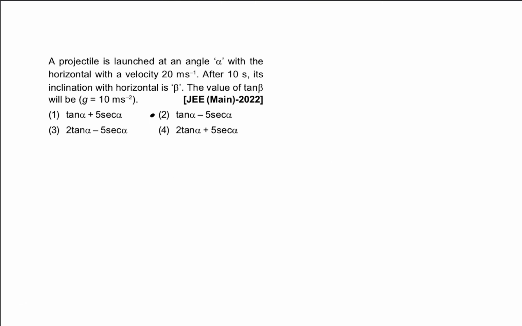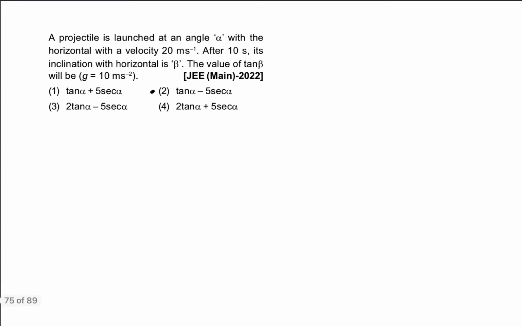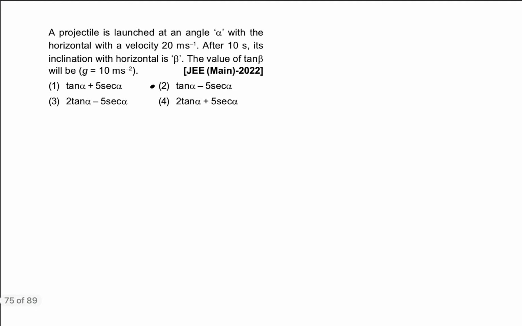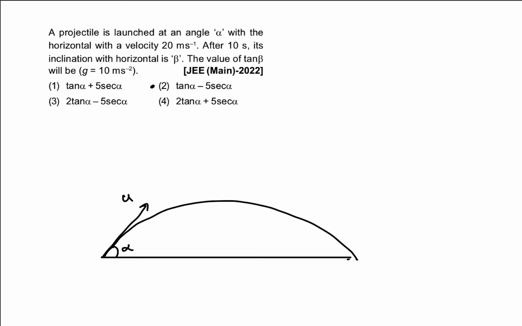Okay. Next question. A projectile is launched at an angle alpha with the horizontal with velocity 20 meter per second. After 10 seconds, its inclination with the horizontal is beta. Here, a projectile is projected with alpha. That's all. They have not given what the value is. It is projected with alpha. Now it is going like this. At t is equal to 0 it is projected. At t is equal to 2 seconds, the body is here. This velocity is given as 20, making angle beta.